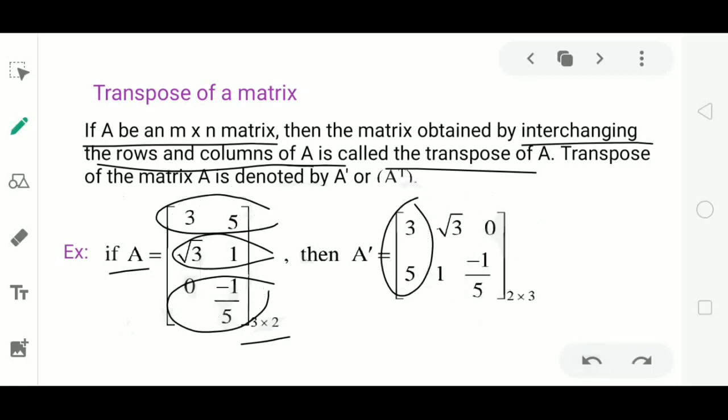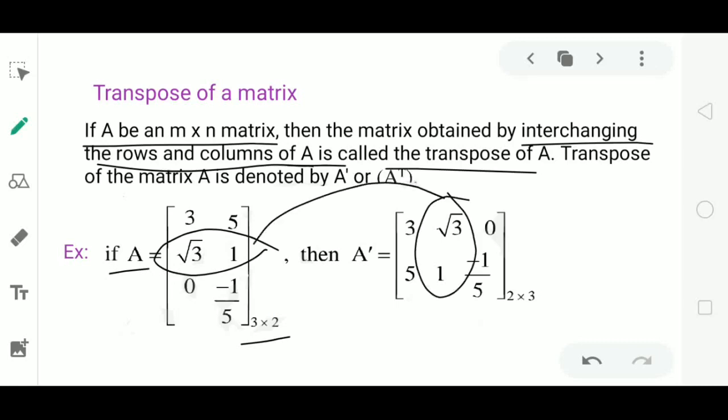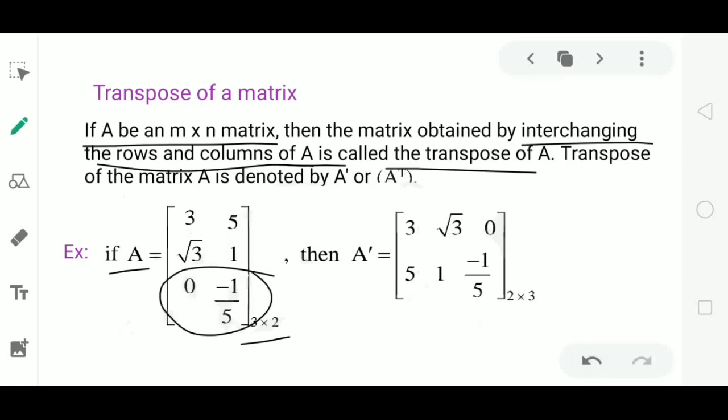Now observe here, the first row of the matrix A contains two elements 3 and 5. We write the same elements as the elements of first column in the transpose of the matrix A. The second row elements root 3, 1 are written as the elements of second column in the transpose of A. The elements of third row of A are written as the elements of third column in the transpose matrix.